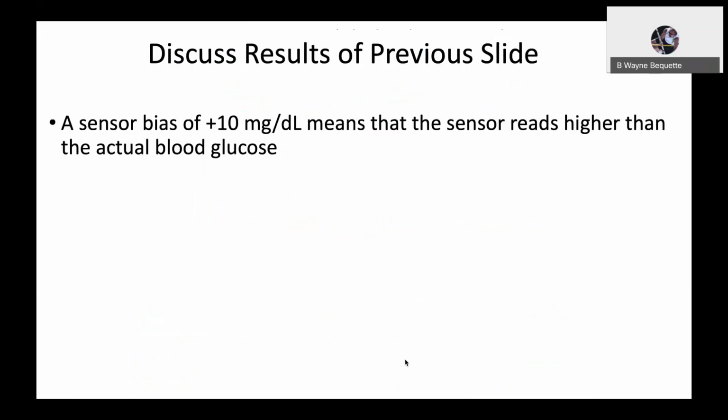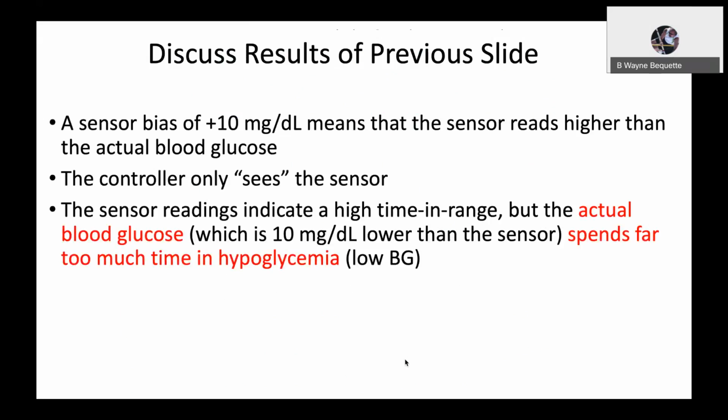And we also end up being a little bit higher in the hyperglycemic range compared to feed forward and feedback control. So sensor bias of plus 10 milligrams per deciliter means the sensor reads higher than the actual blood glucose. But the problem is the controller only sees the sensor, so you don't really know what's happening with the blood glucose levels. So what's really happening is they may not realize it unless the individual then does a particular finger stick measurement. They're spending way too much time in hypoglycemia.